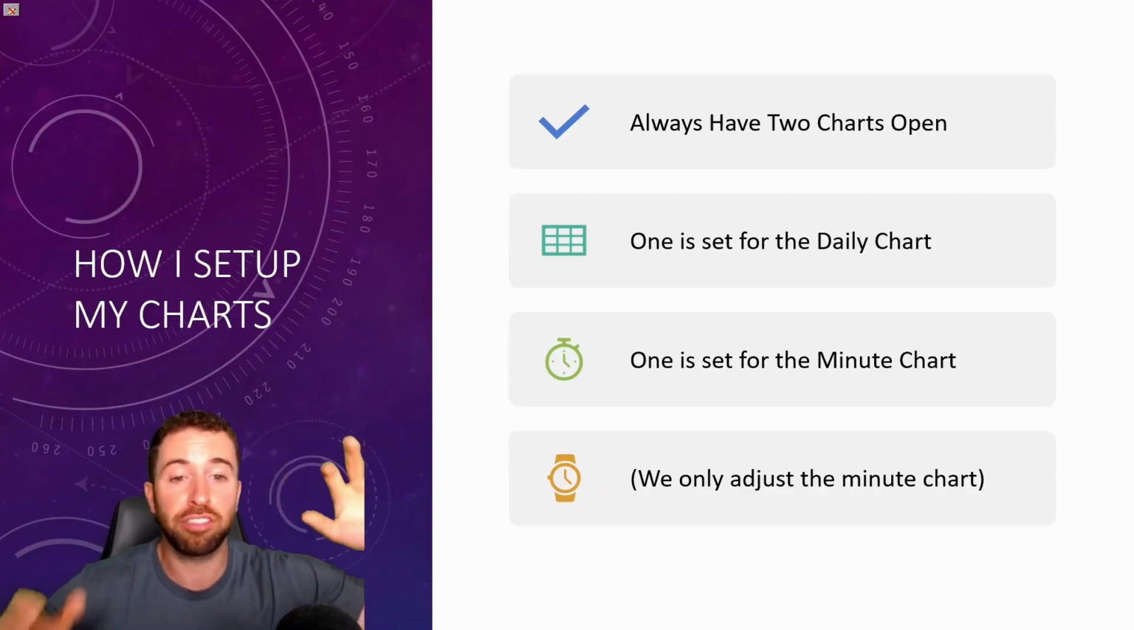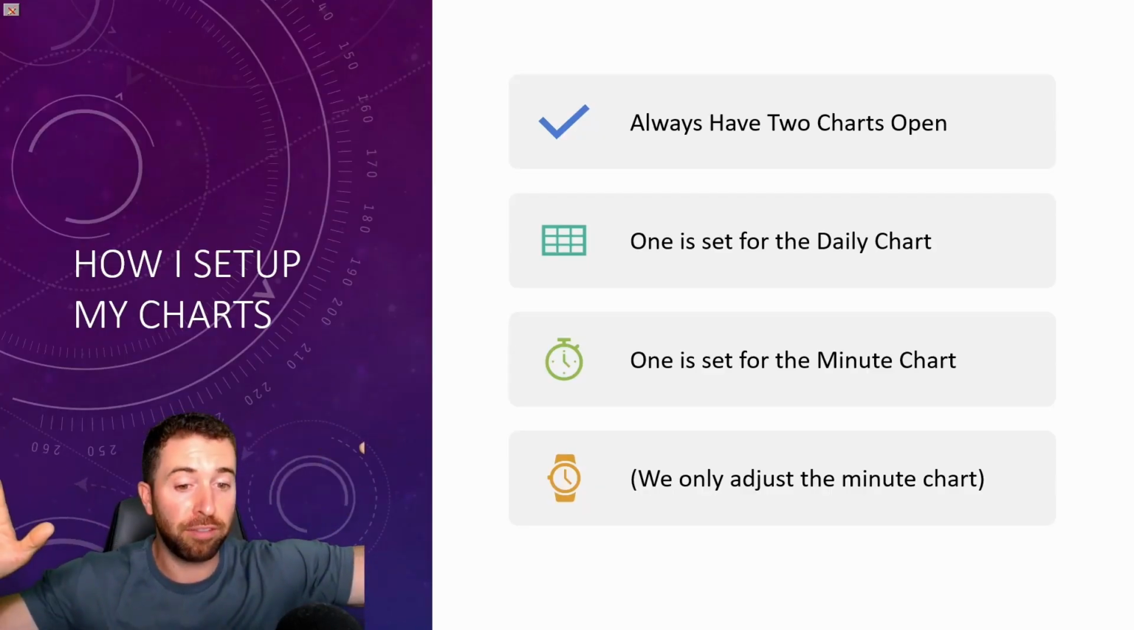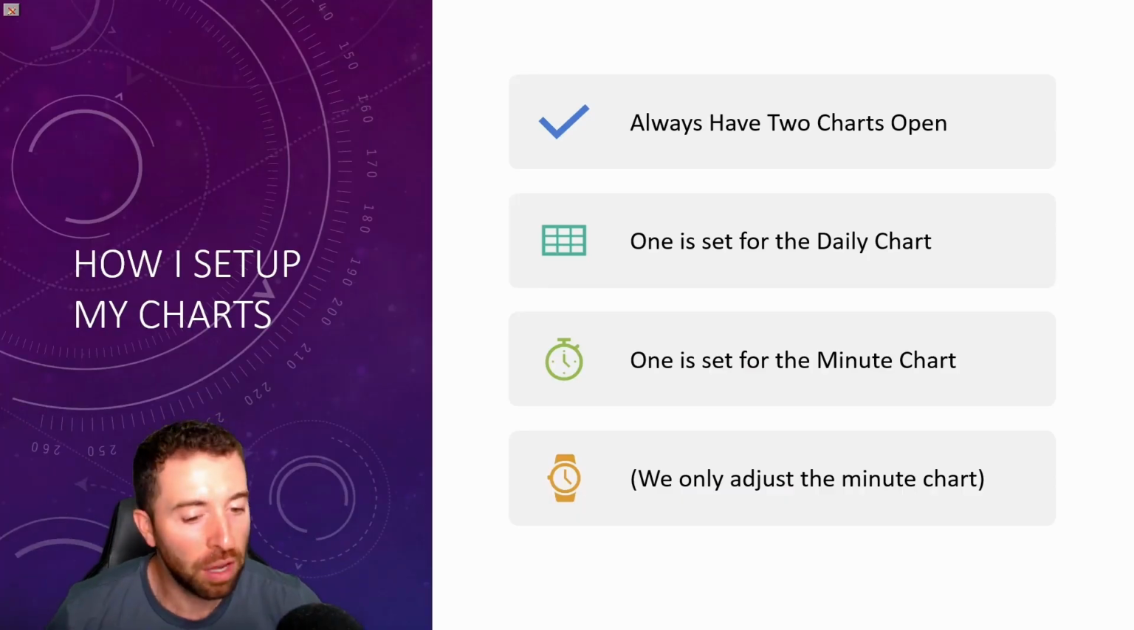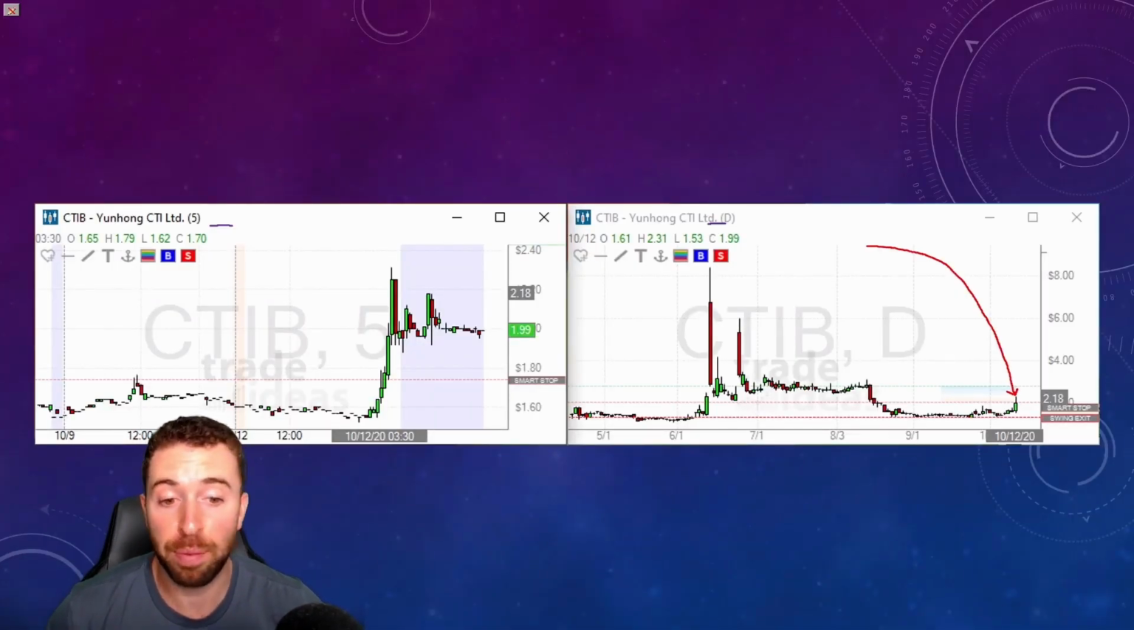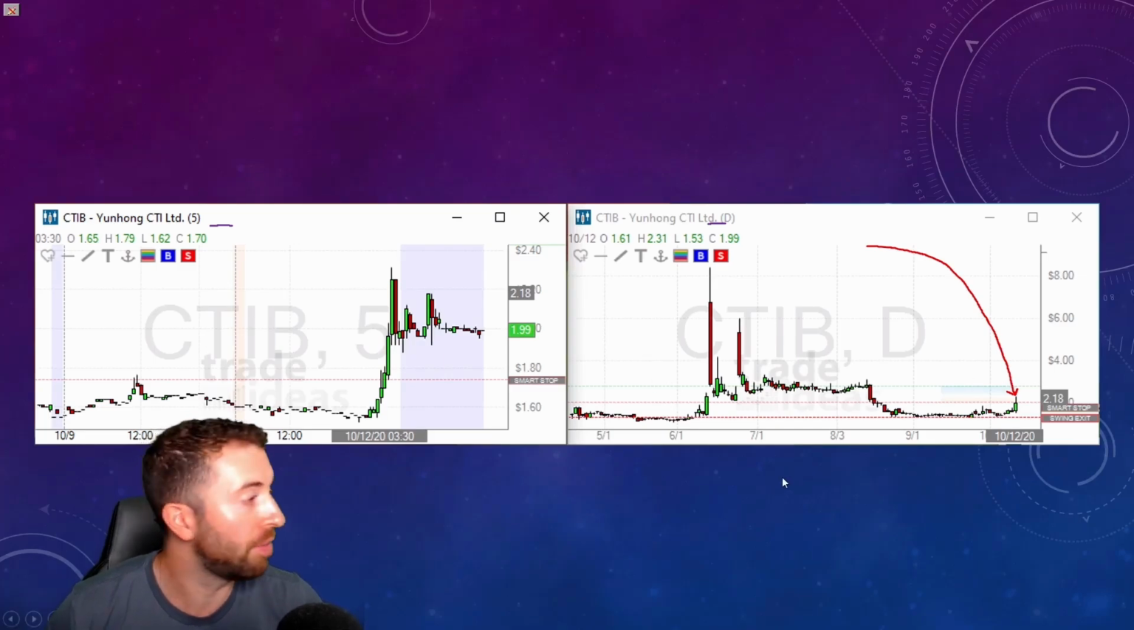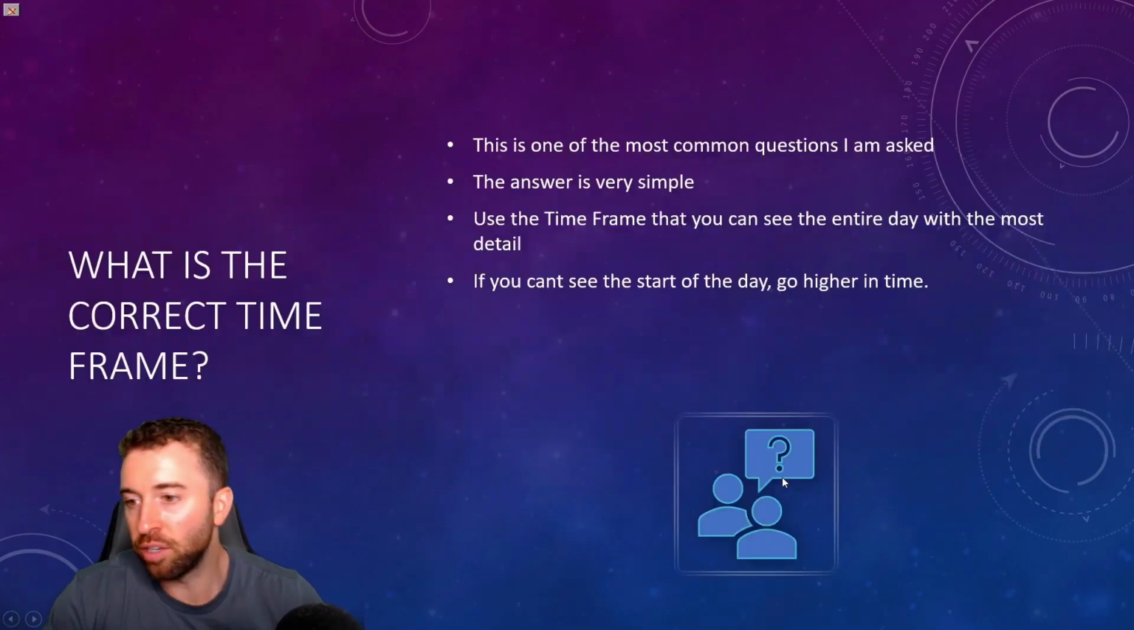So I always have 2 charts open at once. One is set for the daily, one is set for the minute. We only adjust the minute chart. We always leave the daily chart up and open so we can see the previous history of this play. So what is the correct time frame?